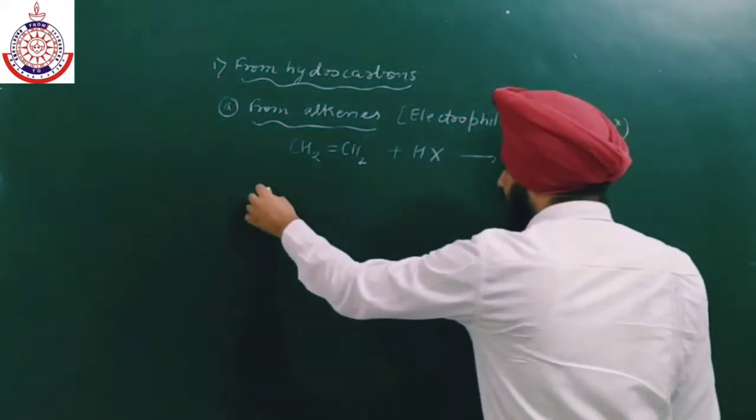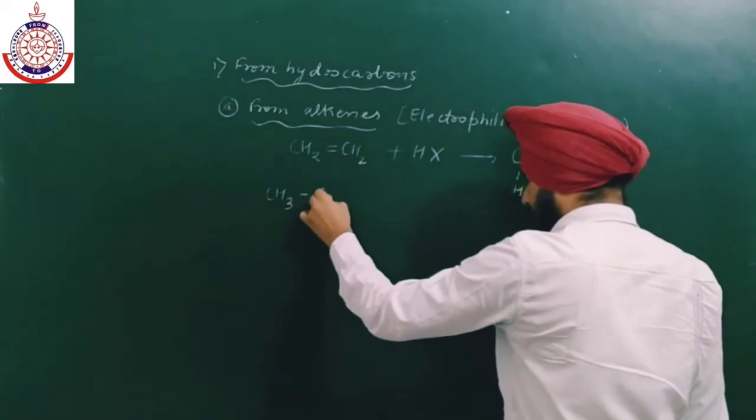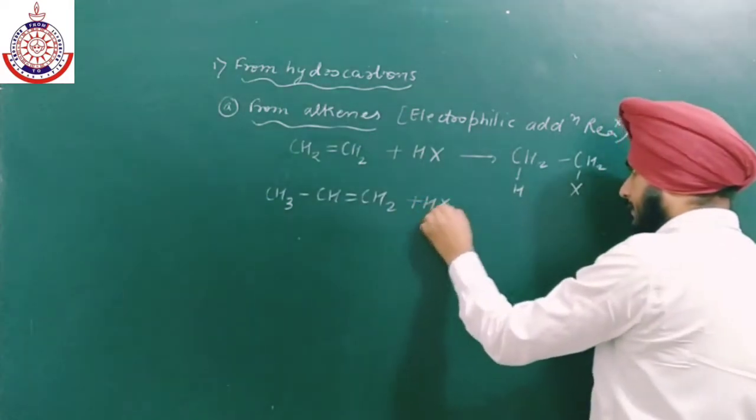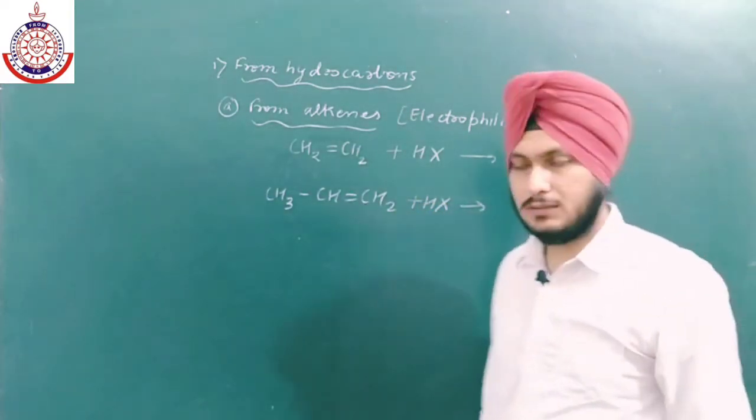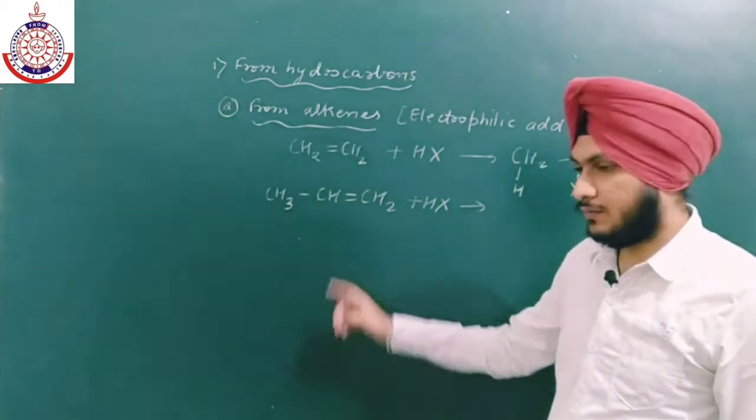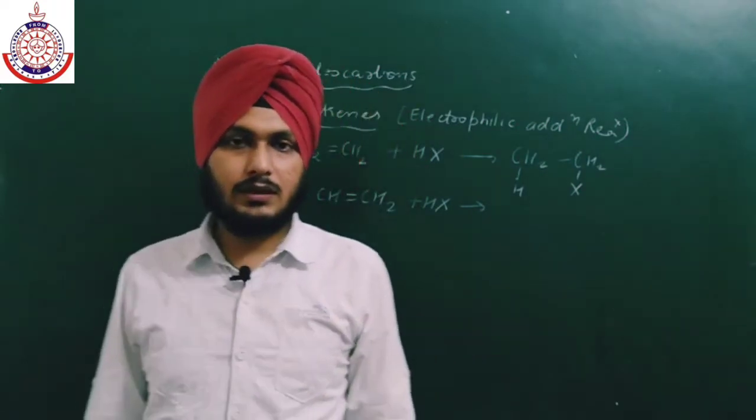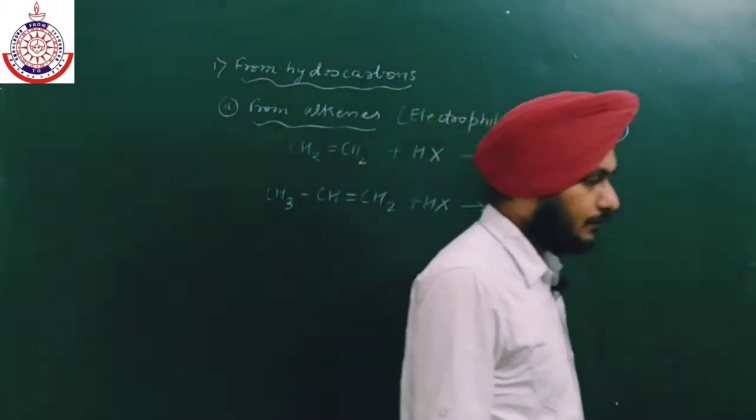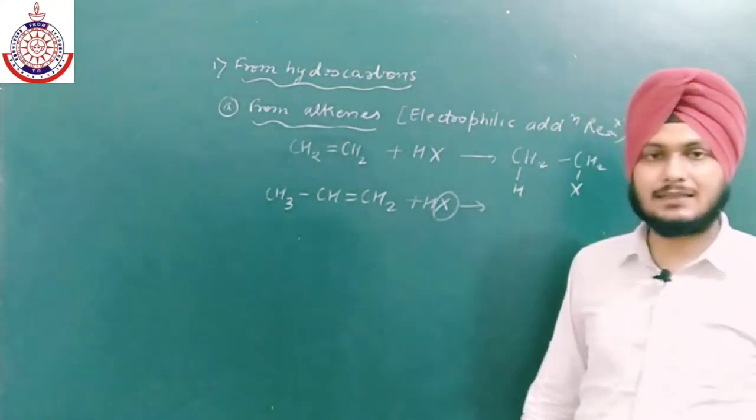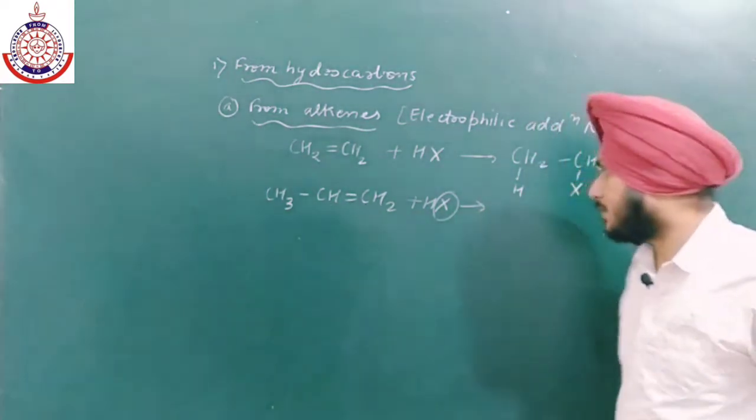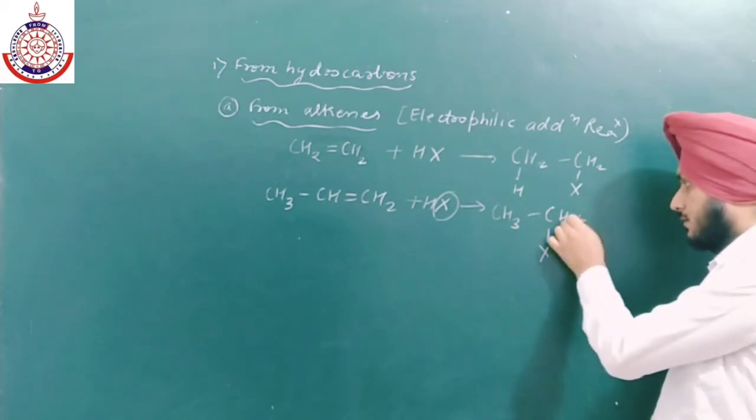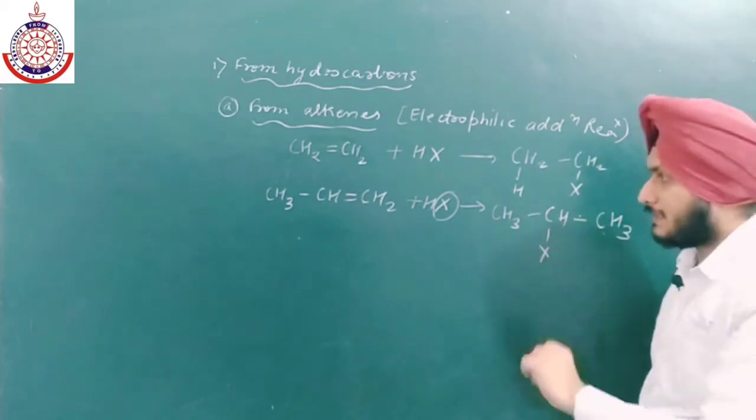But if we have an unsymmetrical alkene like propene, and we are adding HX, now we have two possibilities: whether the H is added over here or over here. We have already discussed the Markovnikov rule of addition. According to this rule, the negative part X goes to that carbon which has the lesser number of hydrogen atoms, which is this carbon atom. So the major product is CH3CHXCH3.